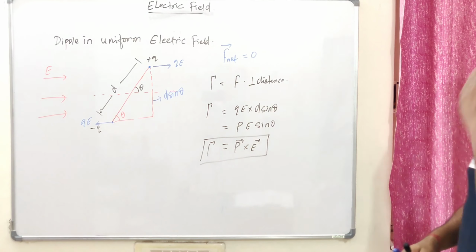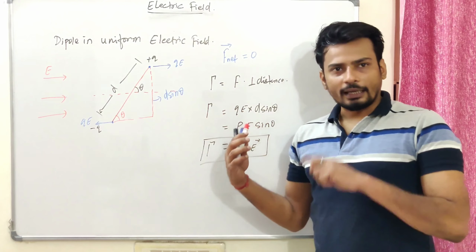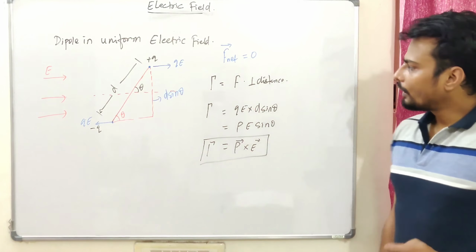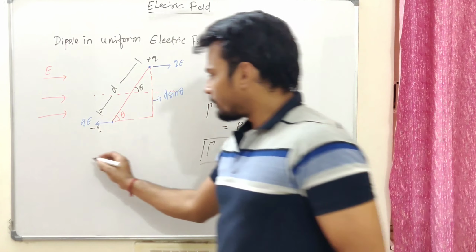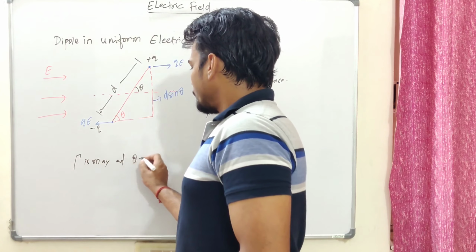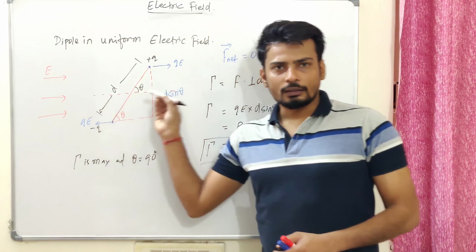Now this torque is going to create a couple and start rotating the dipole this way. Since the torque depends upon the sine of the angle between the dipole and the x-axis, it is going to be maximum when the angle is how much? 90 degrees. So the torque is maximum at theta equals 90 degrees, and when the dipole gets aligned along the axis, the angle is 0, and the torque is minimum at theta equals 0 degrees.